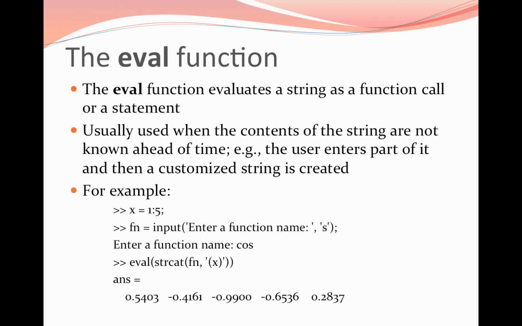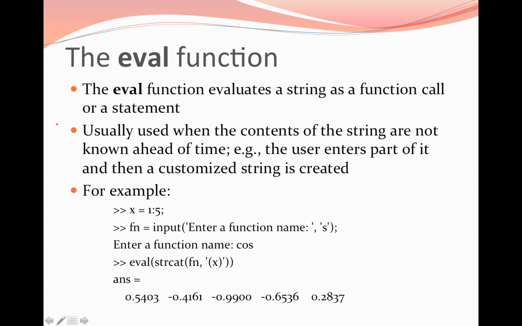The eval function is very useful. What it does is it evaluates a string as a function call or a statement or an expression, where usually you don't know what you're going to have in the string ahead of time. So it's something that the user enters, or it's something in a customized string. For example, I've created a variable x, which has the vector 1, 2, 3, 4, 5. Then I prompted the user for a function name, and the user is going to type in the name of a function, and I'm going to store that in a variable called fn.